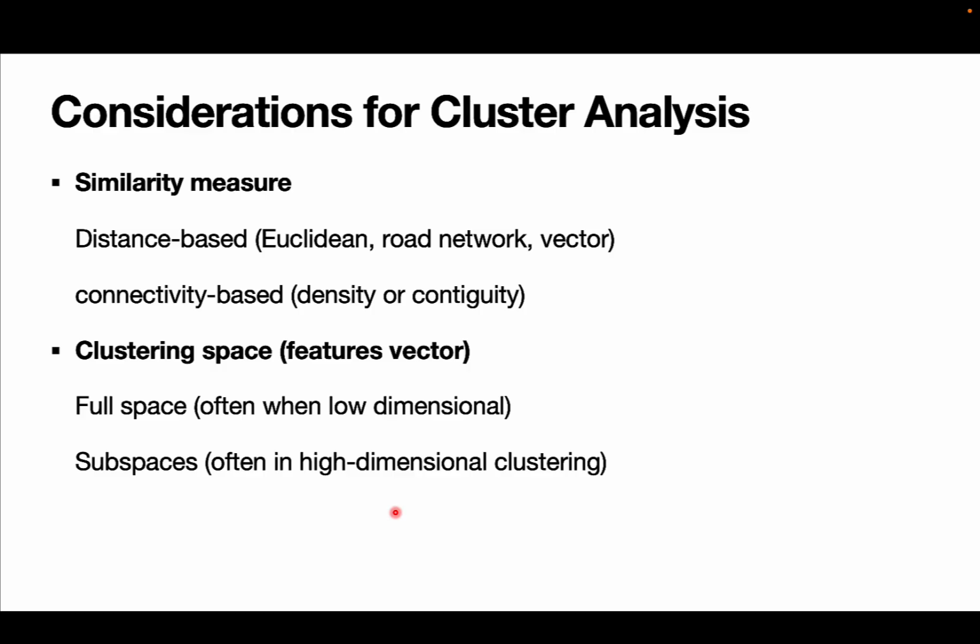The third consideration is the similarity measure. There are many ways to define similarity. We can use distance-based measures like Euclidean distance, road networks, or vector similarity. Or alternatively, we can use connectivity-based measures, which depend on density or contiguity. For example, how closely the data points are grouped together in the space.